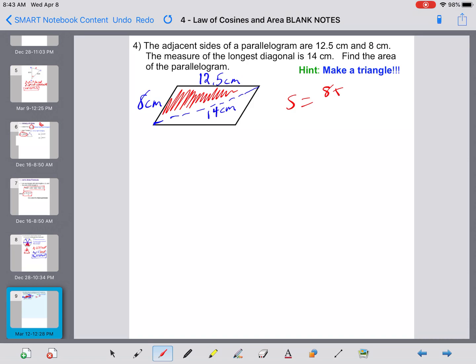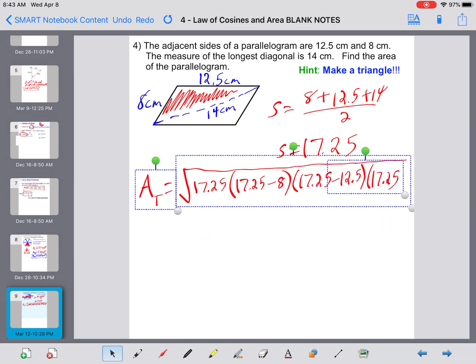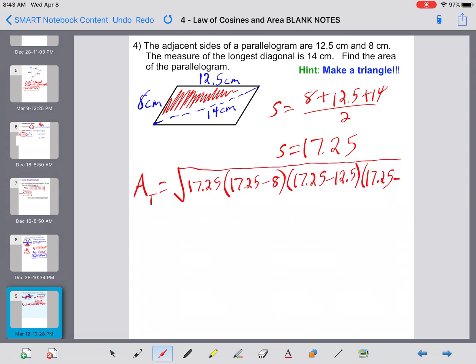Here's how it works. You have to find that S first. That S is the perimeter divided by 2. So you just add up all the sides, 8 plus 12.5 plus 14, divide it all by 2, and you get an S of 17.25, right? So then the area of the triangle, following that big formula, is the square root of 17.25. That's S. And then you have 3 parentheses here. Each one is S minus a side. Because you're multiplying, it doesn't matter in what order you go. I'll just follow the formula, in the order of the sides. Last one, 17.25 minus 14. Okay, so that's it. It's S, S minus a side, S minus a side, S minus a side.